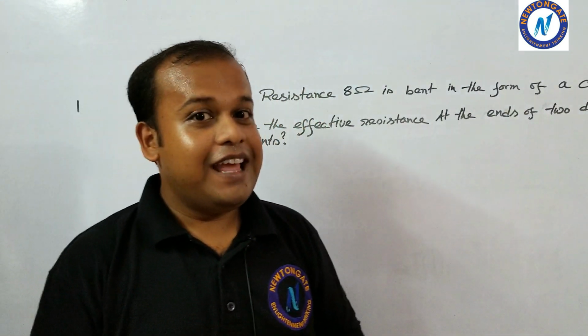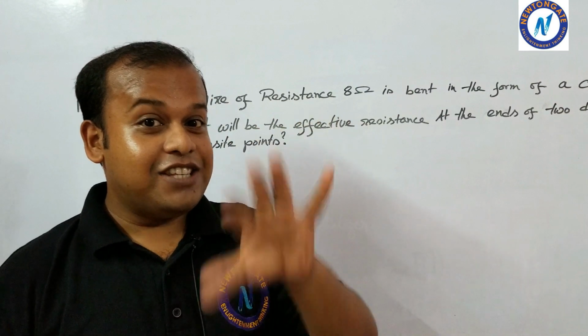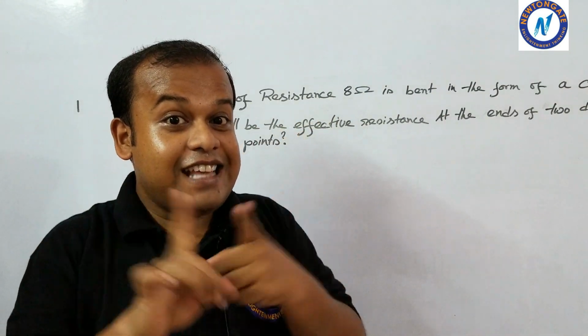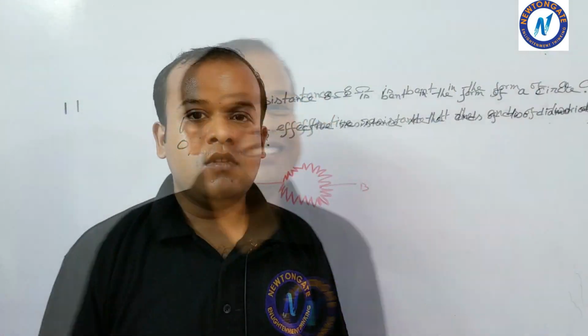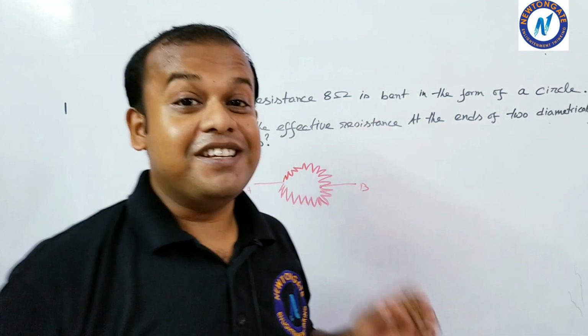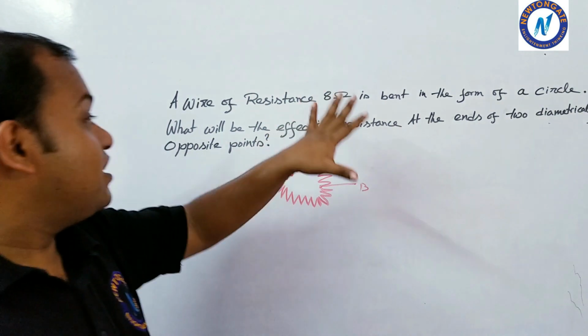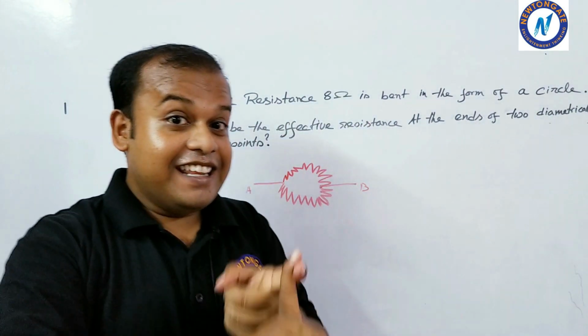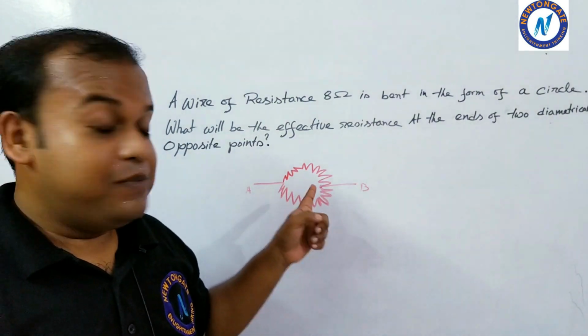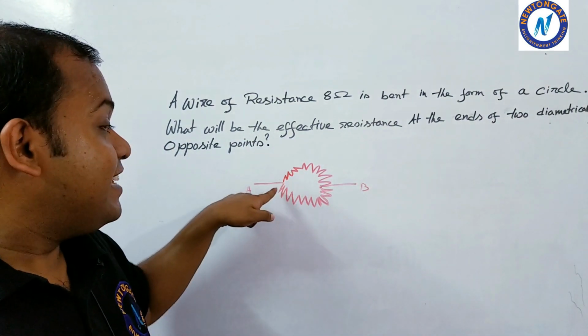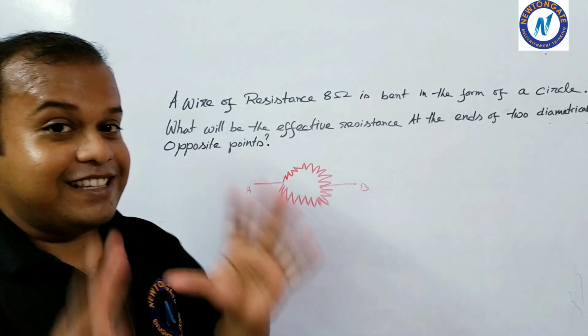But before going to that, let us just draw the situation and then try to realize what are the things that are in play here. Okay, so let us do it. So here there was a resistance. The resistance is of 8 ohms and the resistance is bent to form a circular loop, something like this. So there is a circular loop of the resistance.